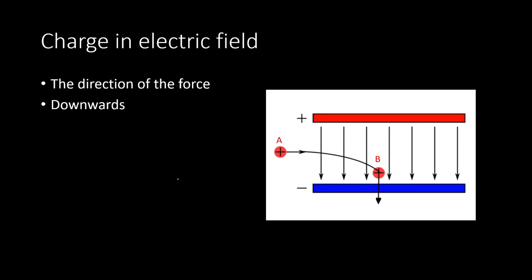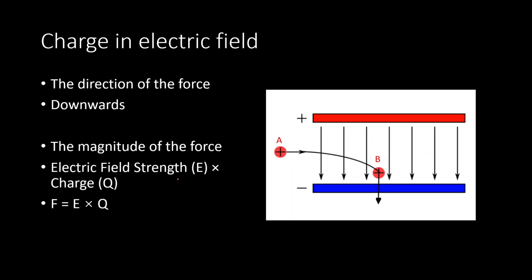In this case, there is a single force on this charge, which is the electric force. It is pointing downwards, the same direction as the electric field. The magnitude of the force is equal to the electric field strength E times the charge Q, or with the following expression, F is equal to E times Q.